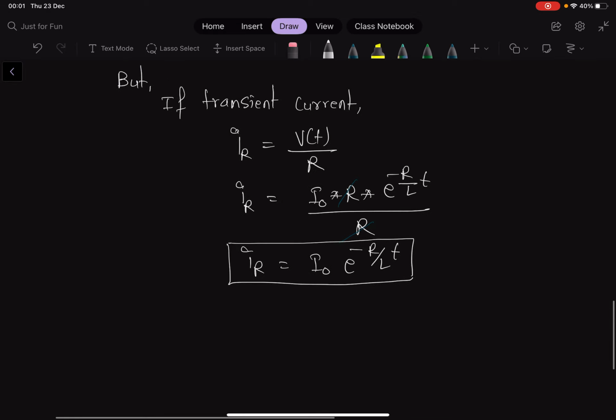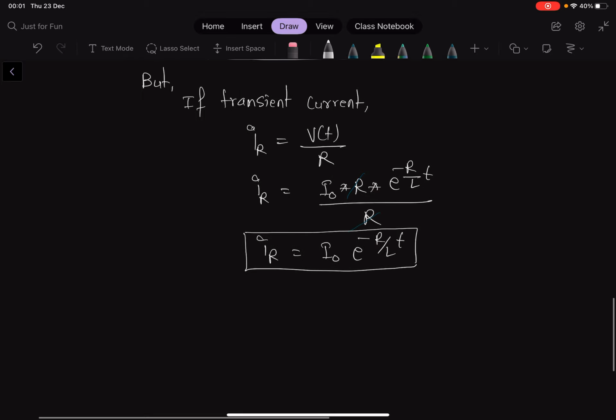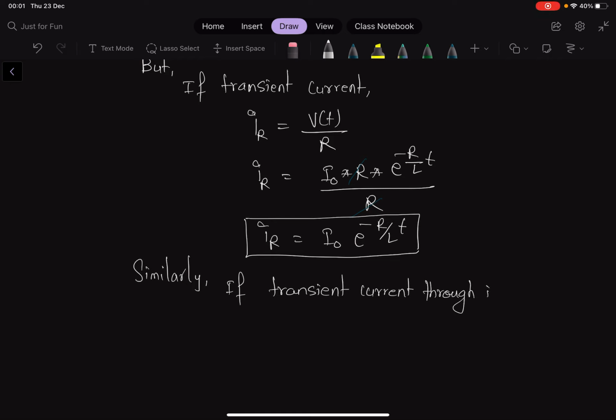Similarly, what we are interested in is the transient current in the inductor. So let's look at that also. Similarly, let's say if we're looking for the transient current through the inductor, then, so here let's say through the resistor.